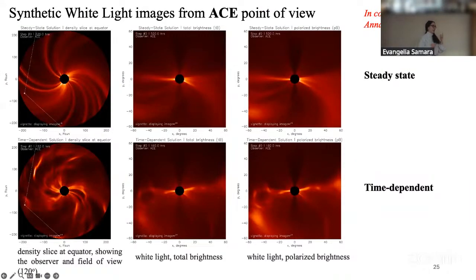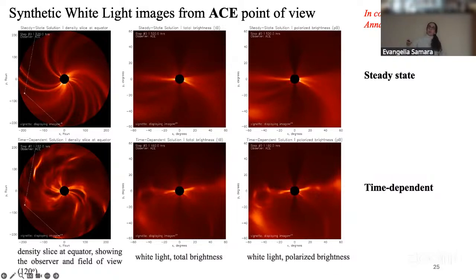And these are my synthetic, or fake as we call them, white light images that have been created based on input from the GAMERA 3D MHD code. What you see on the first row is output from steady-state simulations. What you see on the second row is output from the time-dependent simulations. And let me now explain what each panel shows. The first column shows densities of the solar wind in the inner heliosphere at the equator, right?